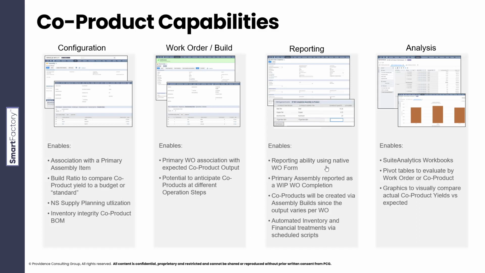Today we'll be focusing on the scenario where there is no demand and it is an unplanned build associated with the primary work order. We'll show the reporting process through SmartFactory and then the accountability of both the primary item that was the object of a work order and any assembly builds created as a function of that process generating a co or byproduct. We'll also take a quick look at Suite Analytics in terms of evaluating co-product performance. Let's go to NetSuite to check out the configuration.